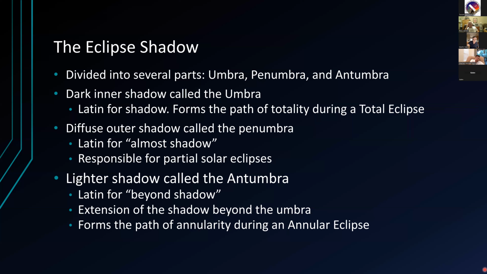And then the last component is the slighter outer shadow called the antumbra, which distinctly means beyond shadow. It's a slight extension of the umbra, again that main dark portion that forms the path of totality. But this is the variant of it that appears specifically for annular solar eclipses. So when you are in the path of annularity for an annular eclipse, and that is a mouthful to say, you are standing in the antumbra shadow.